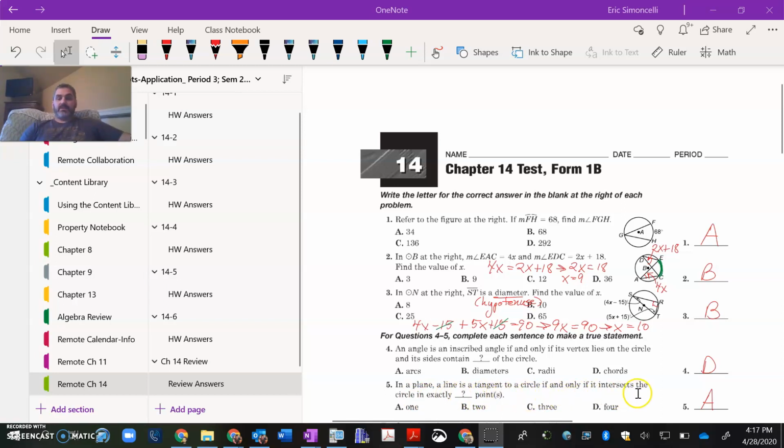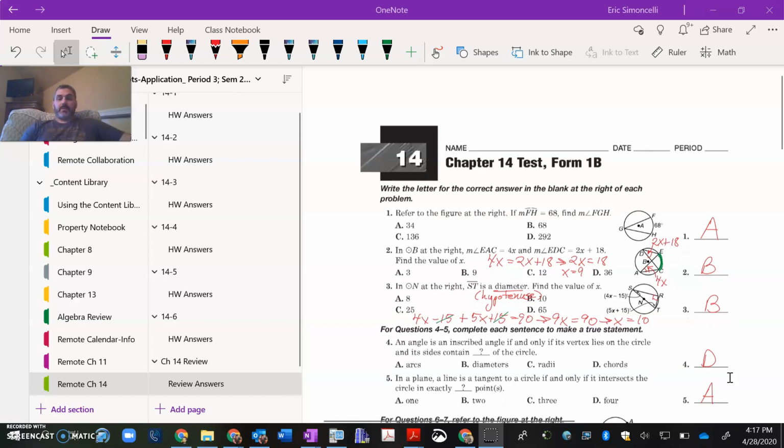Number 5, in a plane, a line is a tangent to a circle if and only if it intersects the circle in exactly blank point or points. A tangent line will always intersect a circle at one point. It can never intersect at more than one. It's the very definition of a tangent. So letter A. We'll also look at a question later in which we're going to see tangents and angles take shape.